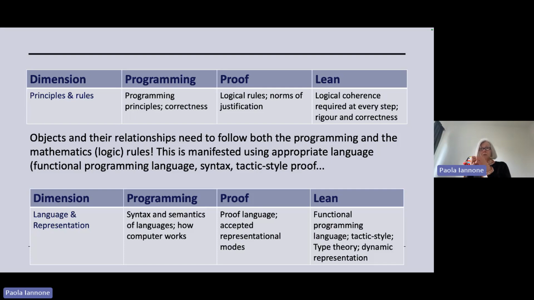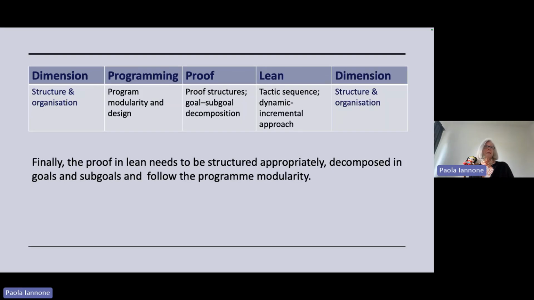So Lean needs to bring together the functional programming language with, if you like, the proof language. In terms of Lean language representations, we talk about functional programming, static style, type theory, and so on. And lastly, once I have all these things in my mind, I need to have proper structure. So I need to be able to structure or organize this.